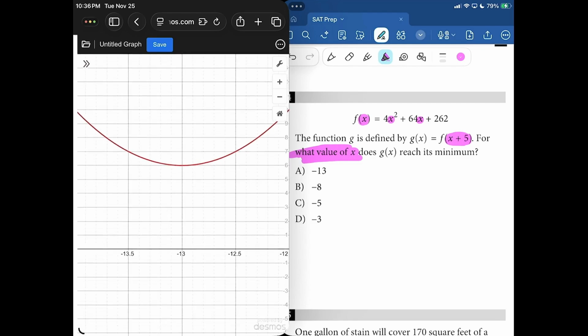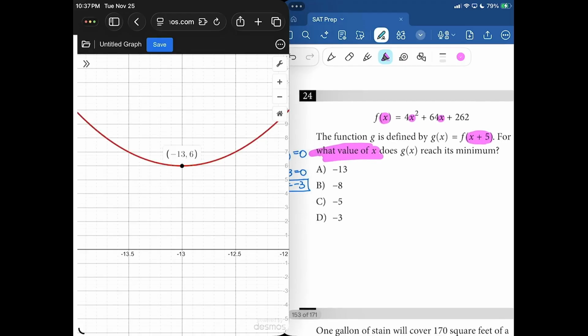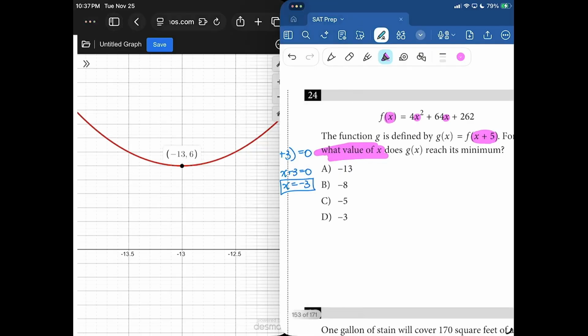Okay, this is the bottom of our graph, and you can see that the x value is negative 13 and the y value is 6. It is asking us specifically for the x value, so the answer is A.